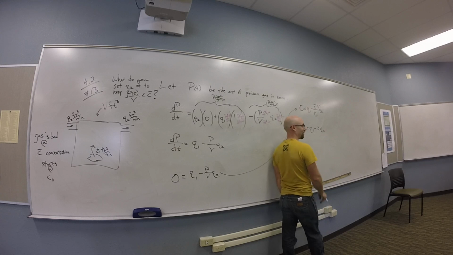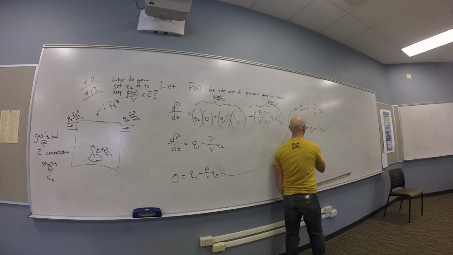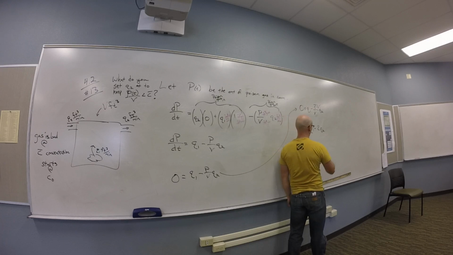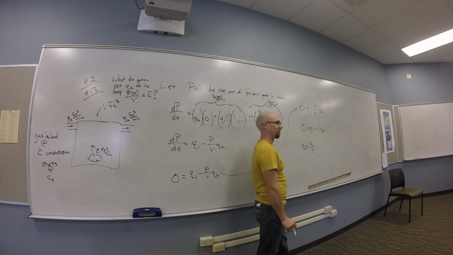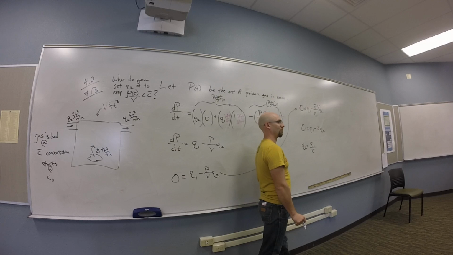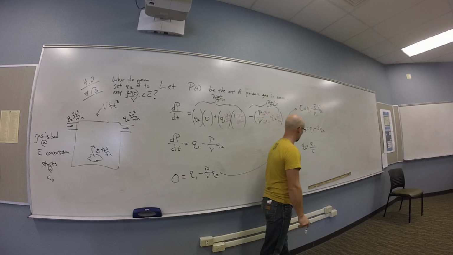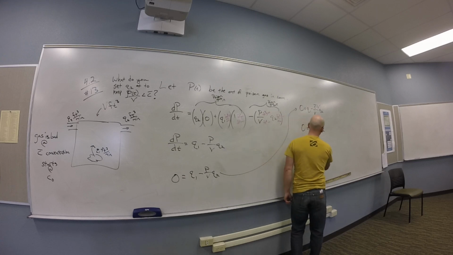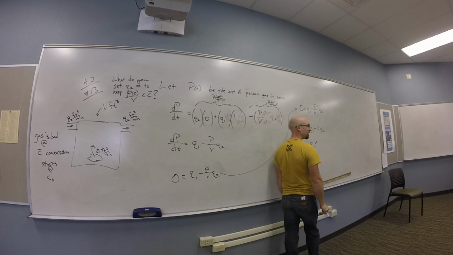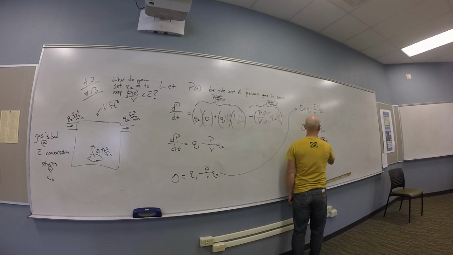So then solve for Q2, right? Would that still be a flow rate? I don't know. Let's think about it. We have a flow. So Q1 is a flow rate, right? So that's feet cubed per minute.